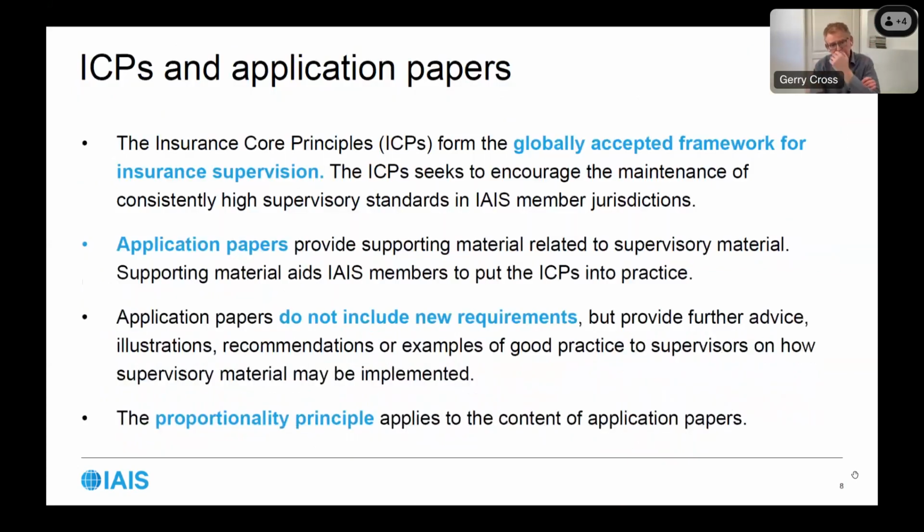Turning now to the more specific aspects of this consultation, it's worth saying a little about what an ICP is and what an application paper is. The terminology can be a little recondite if you're not familiar with it.